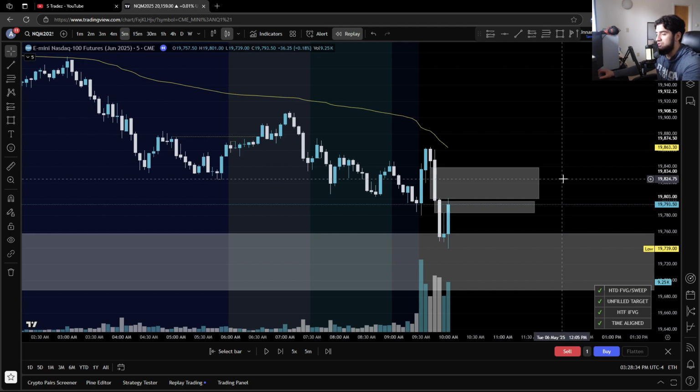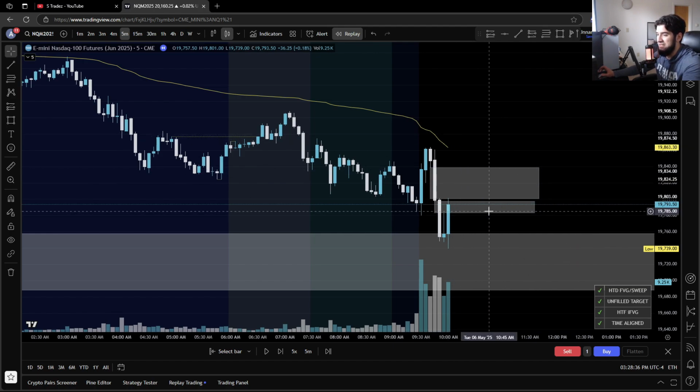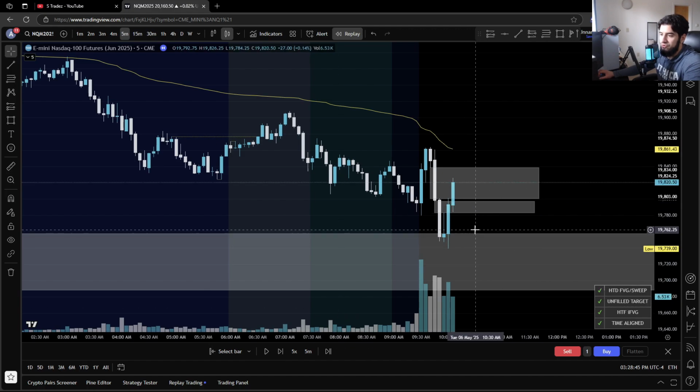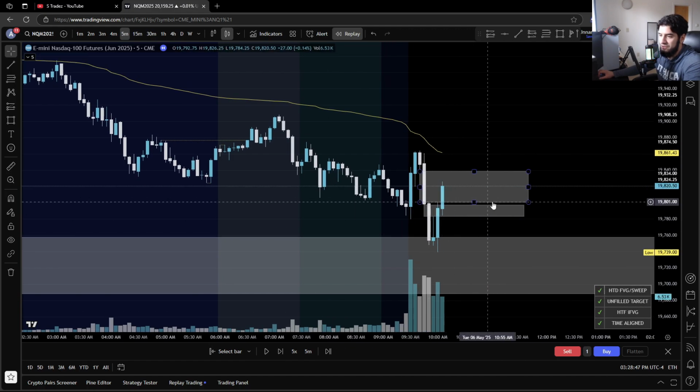So you have to watch out and pay attention. If there's multiple fair value gaps on the same time frame in that leg, then you have to wait until the highest fair value gap gets inversed for it to truly be an inversion fair value gap, right? So let's see what happens here. No inversion yet, because this hasn't got closed yet.